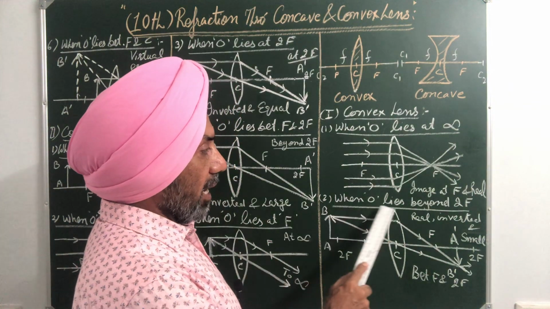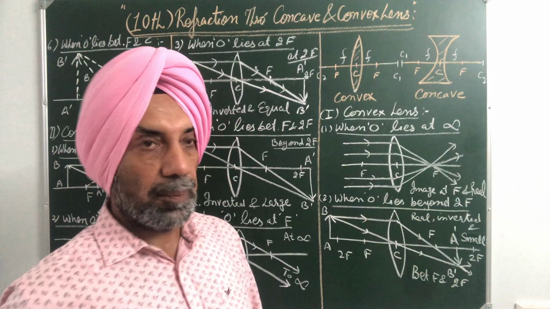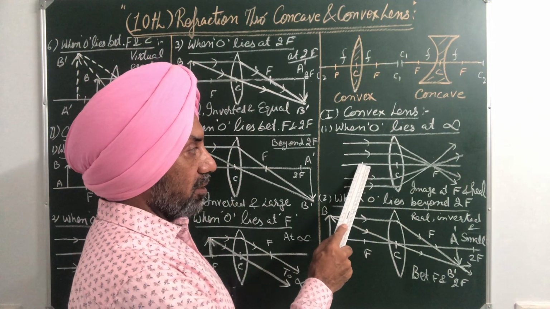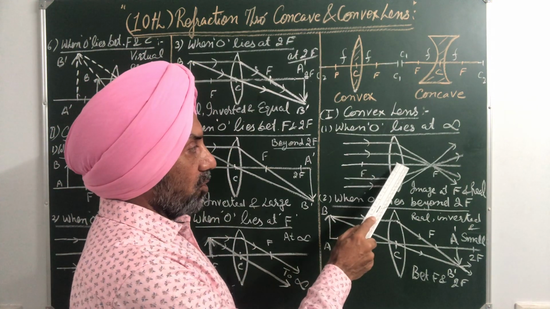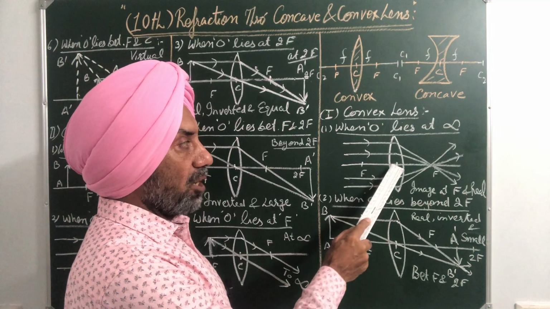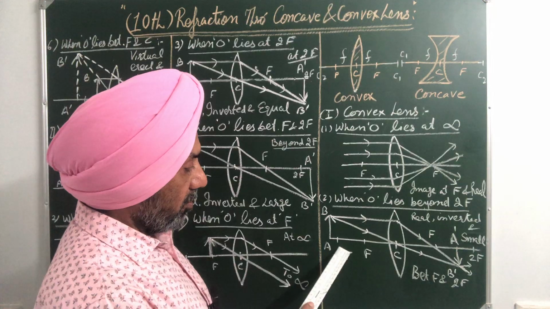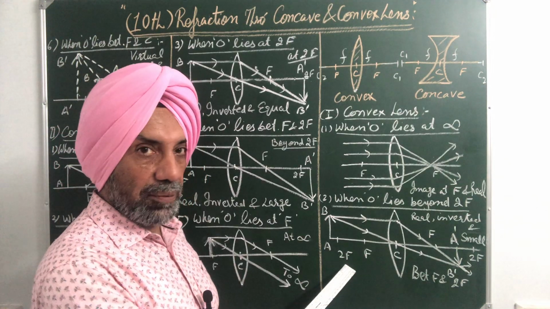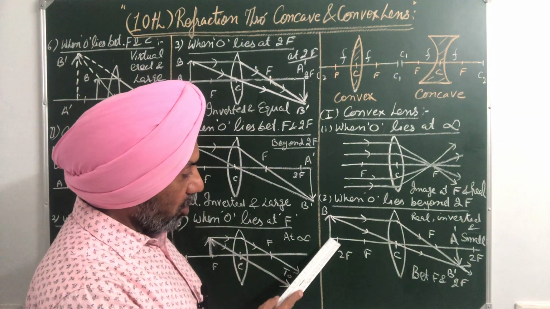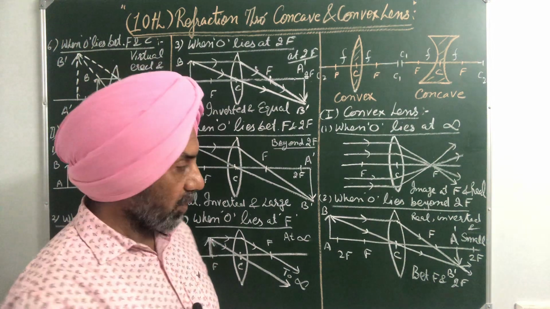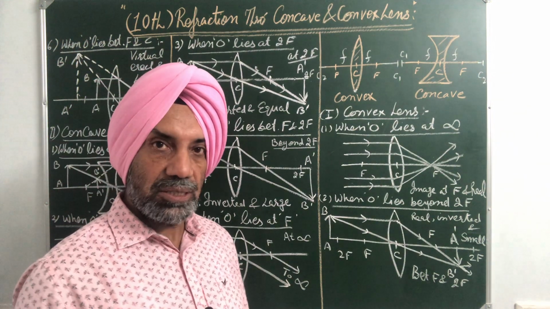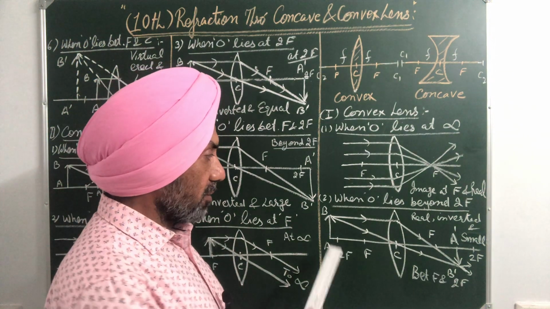Now when object lies beyond 2f, 2f means twice the focal length. This is the principal focus. So this distance FC is called focal length of the lens, and twice the focal length of lens is known as 2f. So when object lies beyond 2f, then you have to draw two rays to make the image.